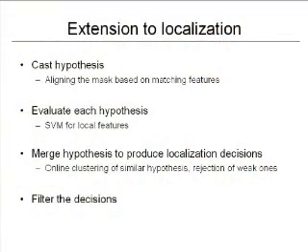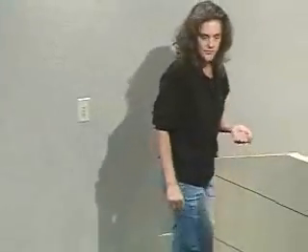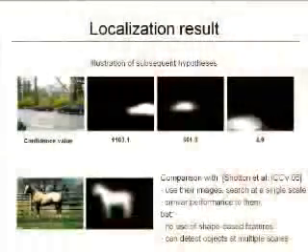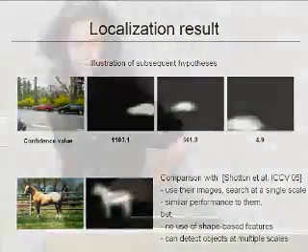And then we have extended the method, so you can now use it not only to rate your features, but also to localize objects. So you can cast hypotheses. Then we evaluate each of the hypotheses using an SVM based on the local features. And then we have an online clustering method to merge the hypotheses together and reject the weak ones. And then in the end, there is a mechanism for filtering the decisions. This is work in progress, and I'll just show a few results.